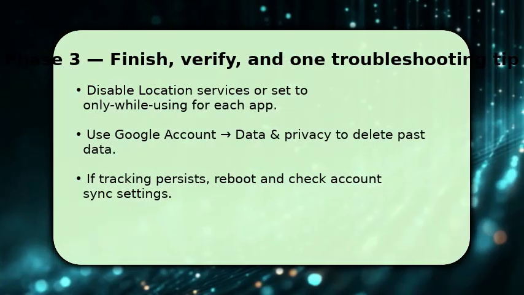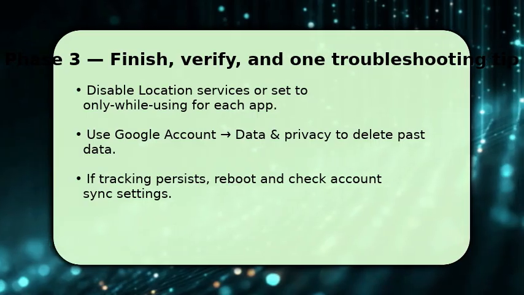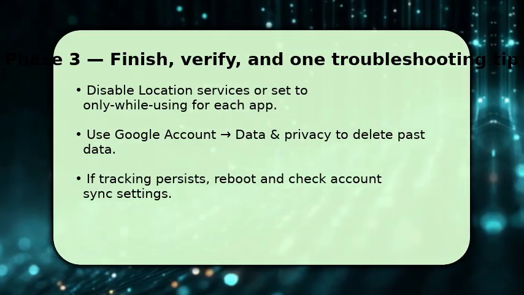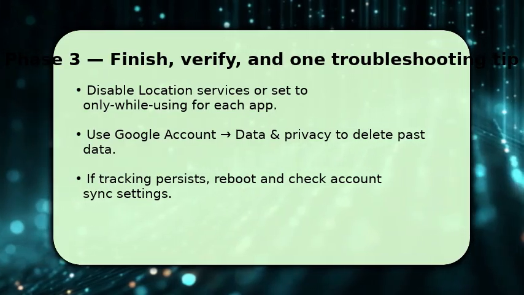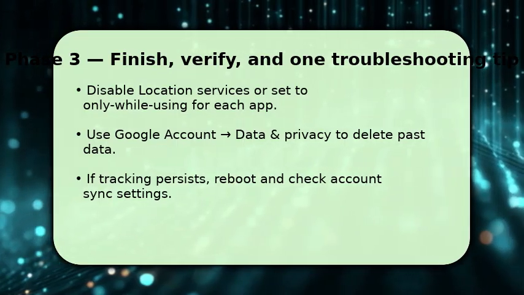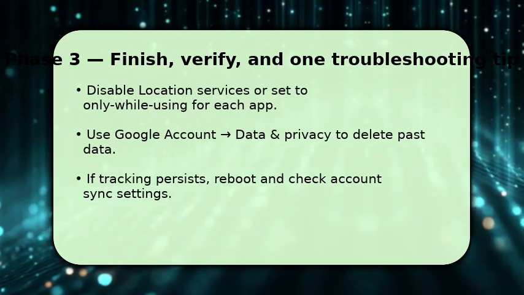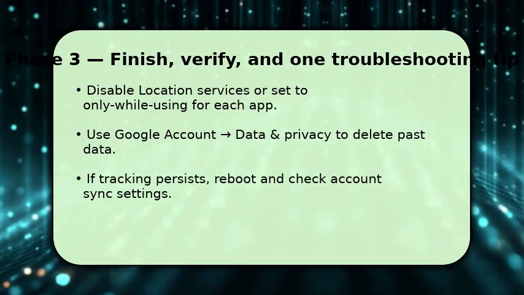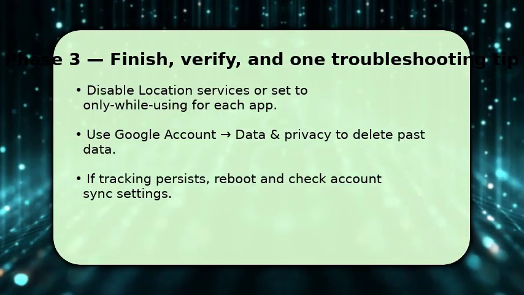To finish, set location services to off or to only while using for each app. This prevents background tracking. Then, in Google Account > Data and Privacy, delete past activity and schedule auto-deletions to keep it cleared. Make sure to sign out of any synced devices you no longer use. If tracking appears to continue, reboot the phone, inspect account sync options, and check for multiple Google accounts. As a final tip, update Android and audit device admin apps. Outdated software or admin apps can re-enable tracking.